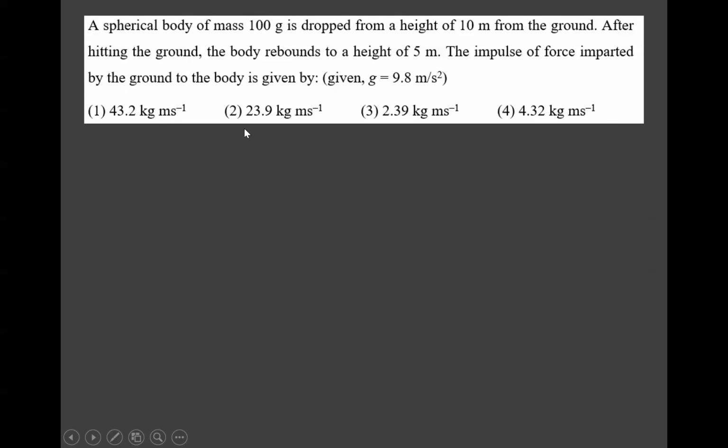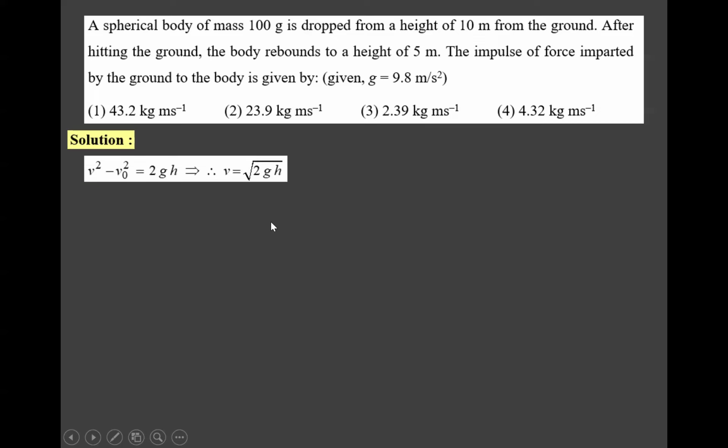Now see here, the mass of the body is given to you and it is dropped from a height of 10 meter. When it hits the ground, it rebounds up to 5 meter. And we have to calculate the impulse of force. After all, impulse of force is nothing but change in momentum. So to calculate change in momentum, simply we have to calculate the change in velocity in this particular process.